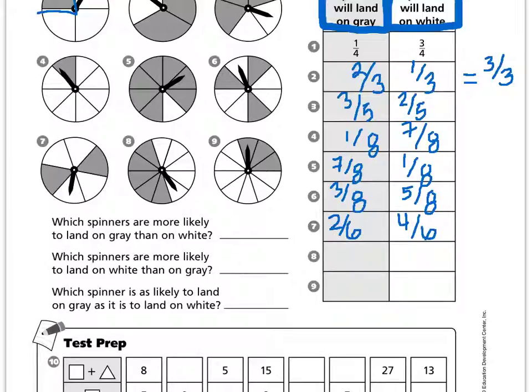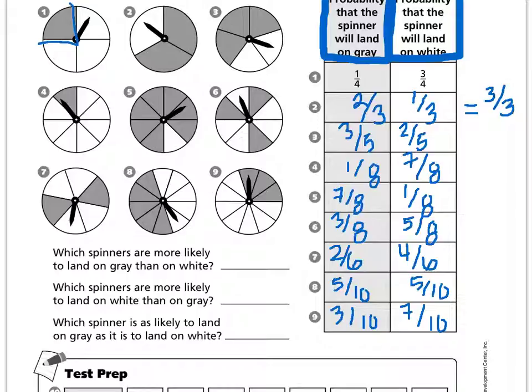For number 8, I have 5 out of 10, or 5 out of 10. And for number 9, I have 3 out of 10, or 7 out of 10. Let's answer the questions now.